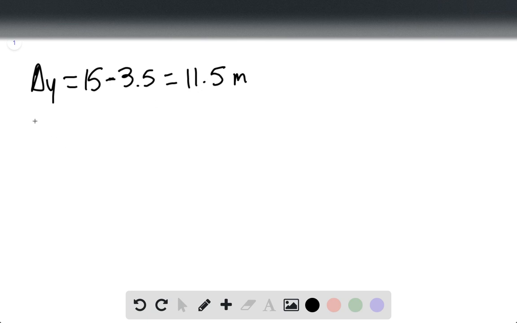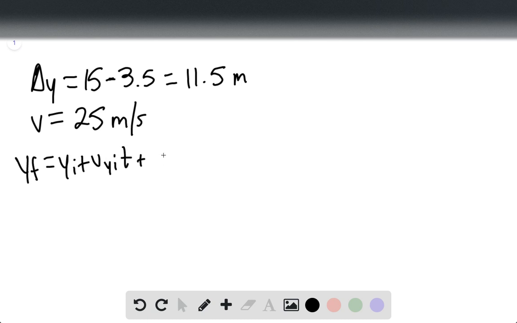We have a velocity of the truck, 25 meters per second. And so we need to find out how long it's going to take for him to drop 11.5 meters. So we can say that y final equals y initial plus vy initial t plus 1/2 gt squared. We know that vy initial and y initial both equal 0.